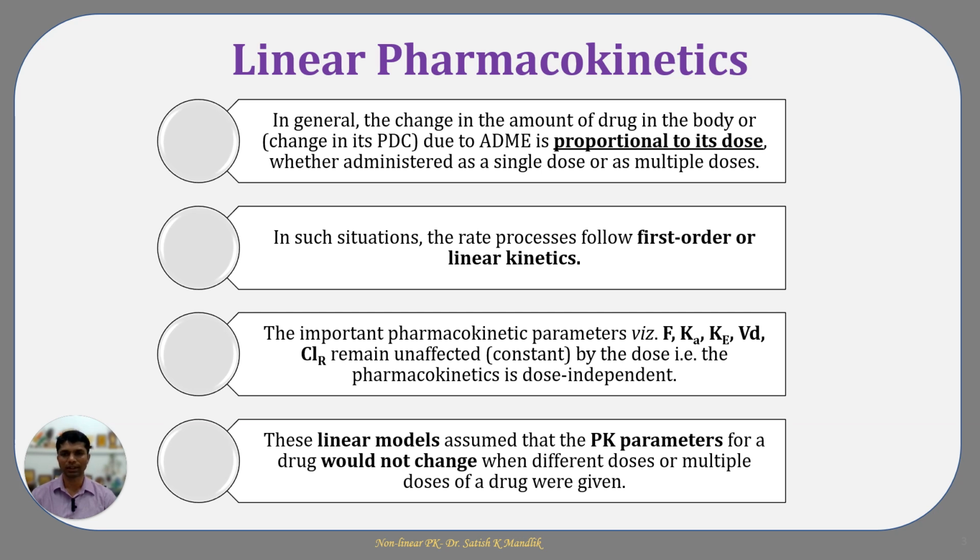known as linear kinetics. The important pharmacokinetic parameters, namely bioavailability, absorption rate constant, elimination rate constant, volume of distribution, and clearance, all remain unaffected, meaning constant, by the dose. So linear pharmacokinetics is dose independent pharmacokinetics. These linear models assume that PK parameters for a drug will not change when different doses or multiple doses of the drug are given. So this is all about linear pharmacokinetics.